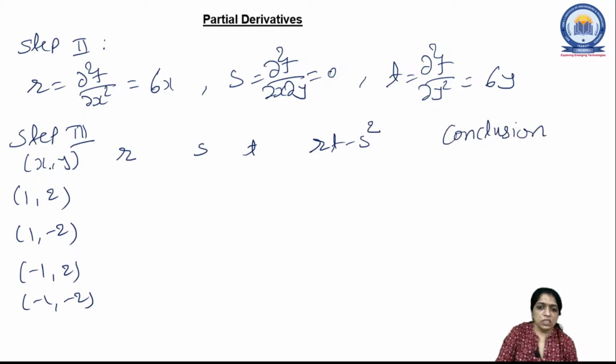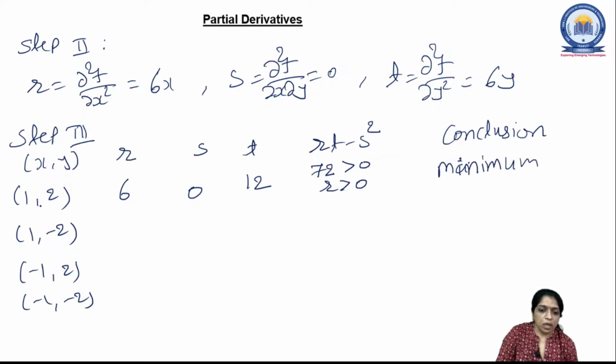So for the first point (1, 2), the value of r is 6, the value of s is 0, and the value of t is 12. We substitute these values in the formula rt minus s square. So I get 72, which is positive, greater than 0, and here r is also greater than 0. It means this point is a minimum.